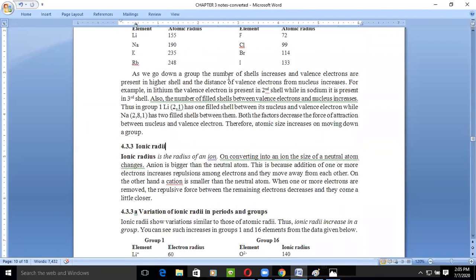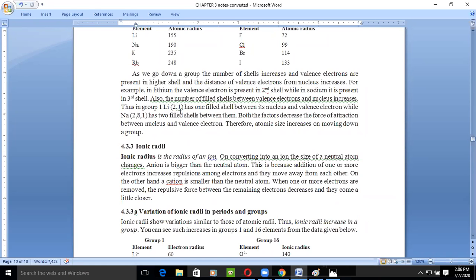As we go down the group, the number of shells increases and the valency electrons are present in the higher shell, and the distance of the valency electrons from the nucleus ultimately increases. When the shell goes higher, it leads to an increase in the distance between the nucleus and the electron. So this thing I've already explained to you. So listen, this example is given over here.